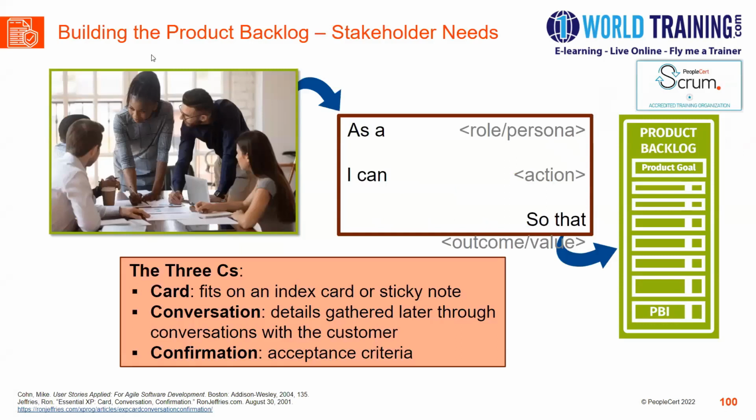So building the product backlog, we will try to focus on some of the areas, how we basically create the product backlog. And as a part of building the product backlog, the stakeholder needs, we will try to see how we write the user stories and what are the three important C's which are part of the user story creation.